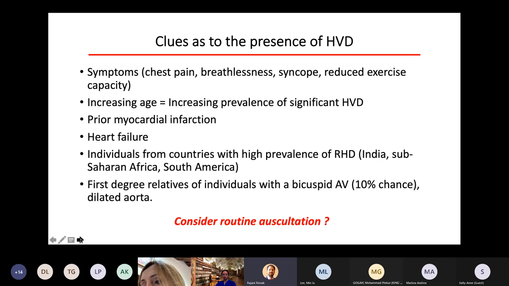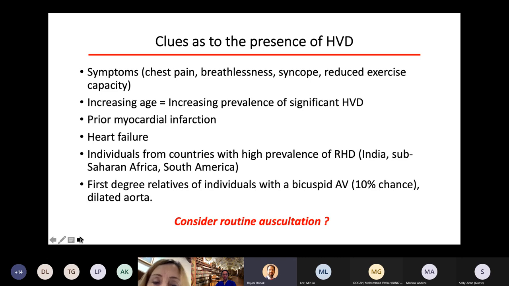Now, some clues that may be useful in the primary care setting are the symptoms that we've mentioned. You should have an increasing awareness that as patients age, there's an increasing prevalence of significant heart valve disease, as we've demonstrated on my initial two epidemiological slides. About 30 to 40% of patients with prior myocardial infarction will have mitral valve regurgitation upon echocardiography. Heart failure, as the left ventricle dilates, can result in secondary mitral valve regurgitation.